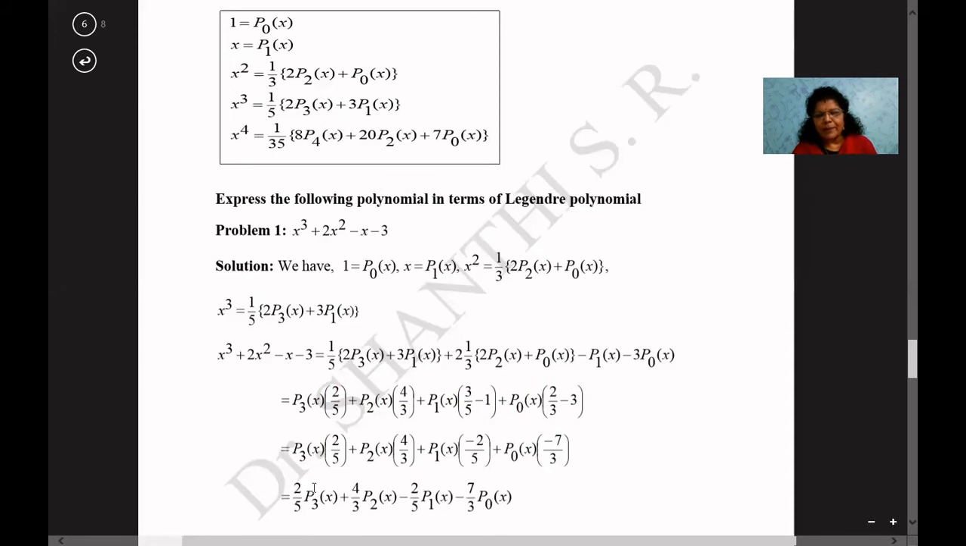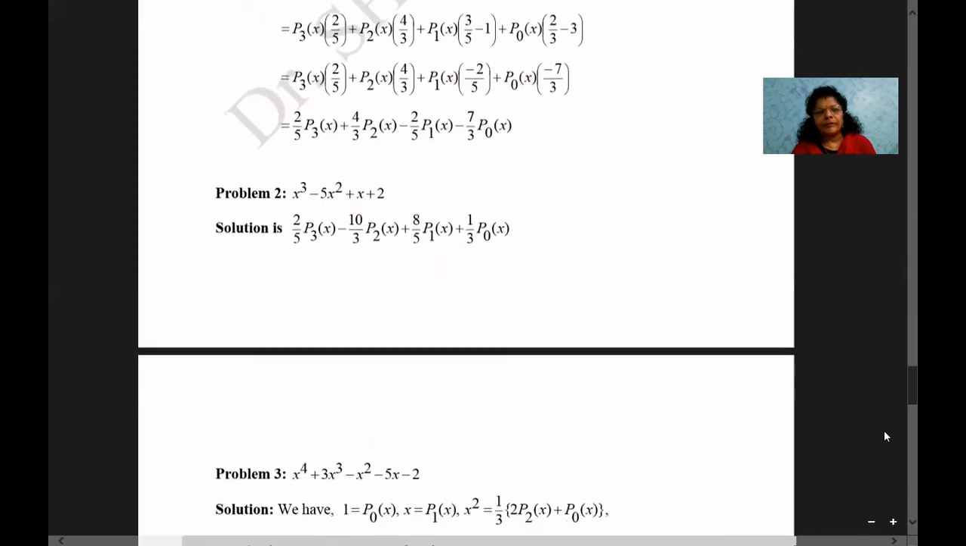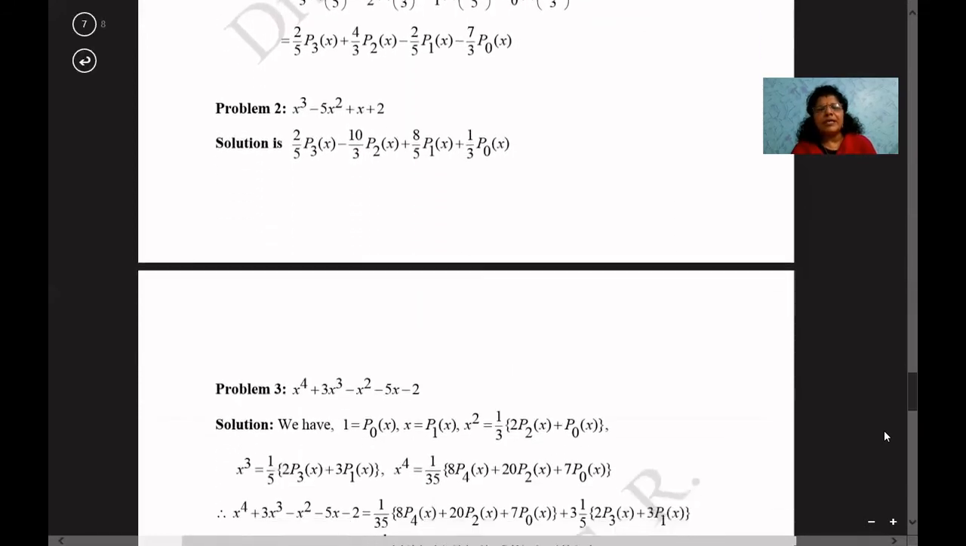That is 2 by 5 P3 of x plus 4 by 3 P2 of x minus 2 by 5 P1 of x minus 7 by 3 P naught of x. Thus we have expressed the given cubic polynomial in terms of Legendre polynomials. In the same way, you can solve the second problem also.